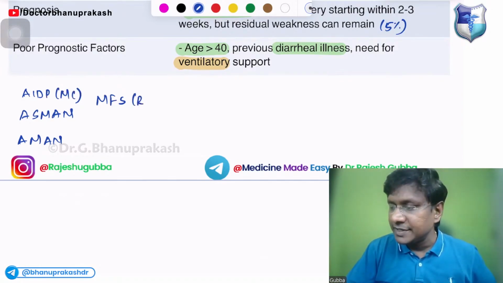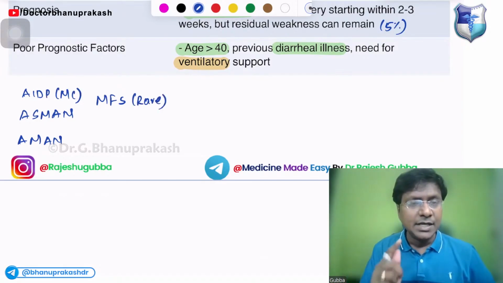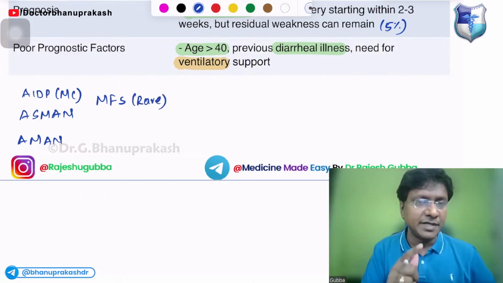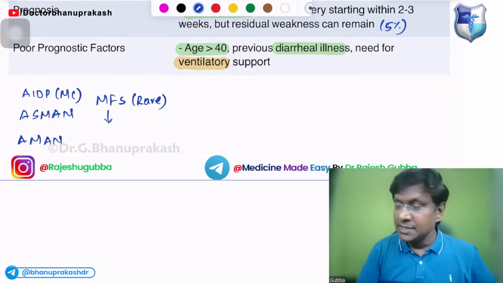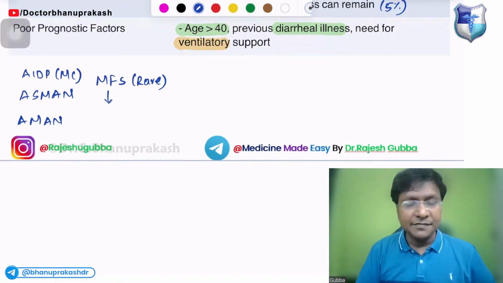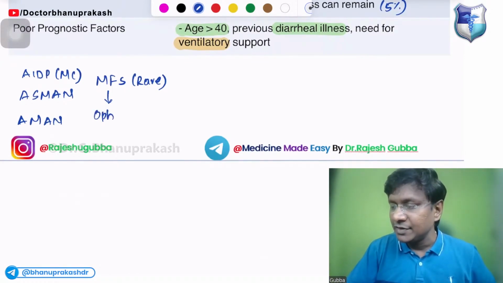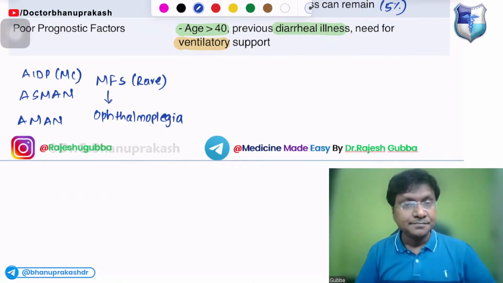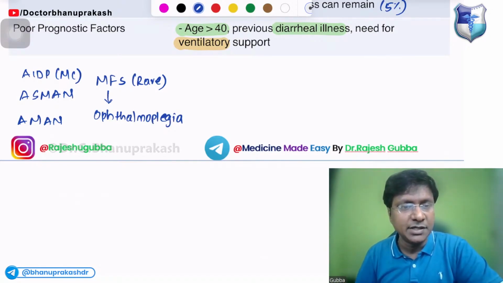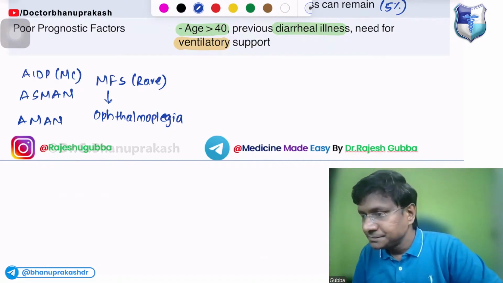Which is the rare form? The rare form is Miller-Fisher syndrome. Now, how is Miller-Fisher syndrome slightly different from Guillain-Barre syndrome? In Guillain-Barre syndrome, we have discussed that the common cranial nerve affected is the facial nerve. But in individuals with Miller-Fisher syndrome, the patients will have ophthalmoplegia. And what could be the reason for the ophthalmoplegia? That is due to involvement of the third cranial nerve. The individual will have ophthalmoplegia. Okay, so this is about Guillain-Barre syndrome, right?